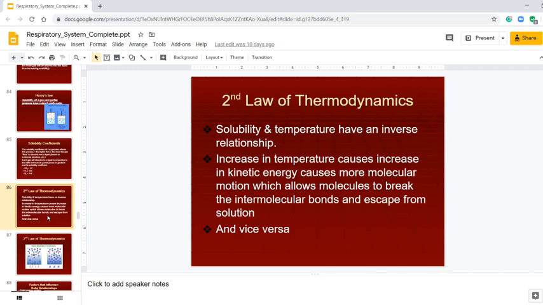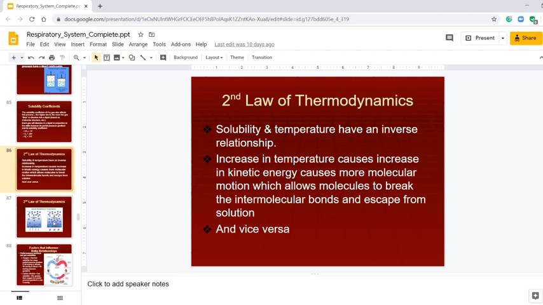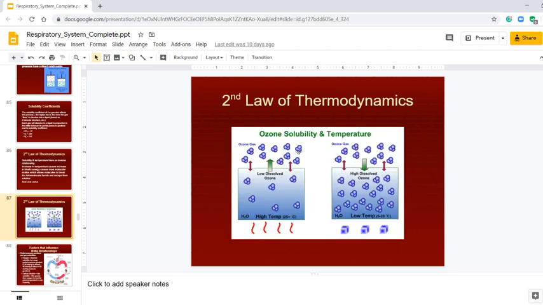All right. Now, if we cool the temperature down, that's going to cause everything to move slower, which means the bonds will not break, and therefore we will have very little stuff escaping the solution, right? So, ozone solubility and temperature.